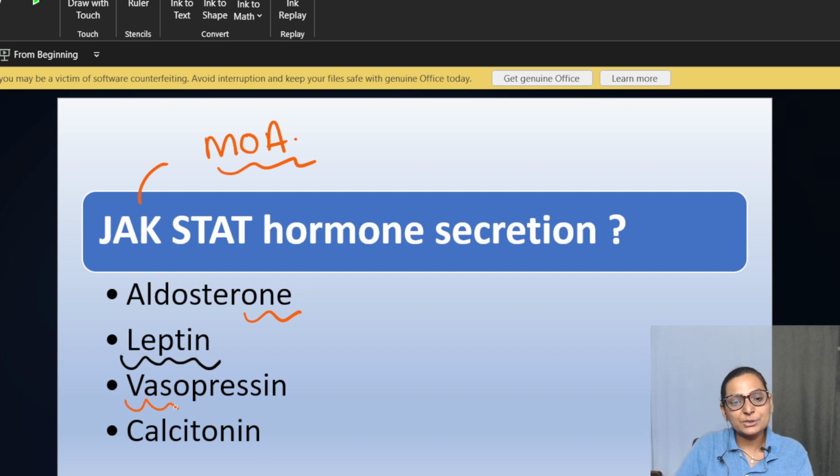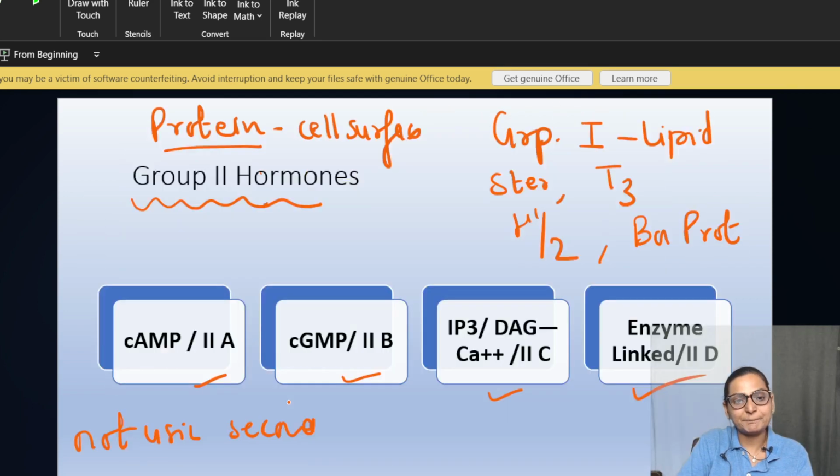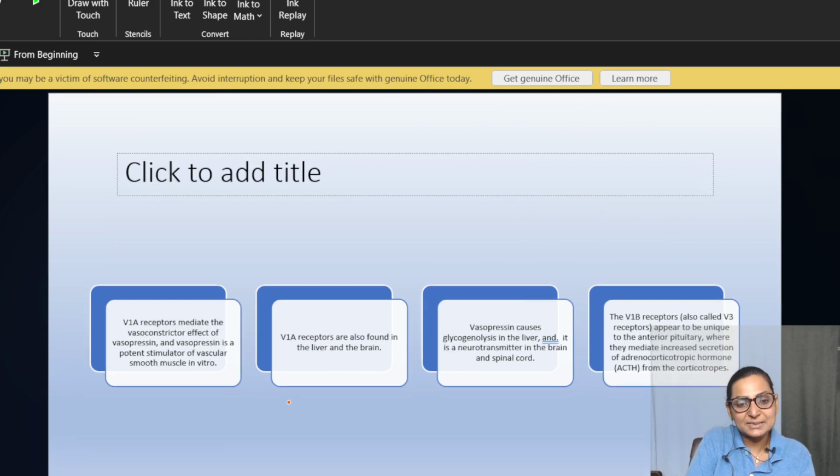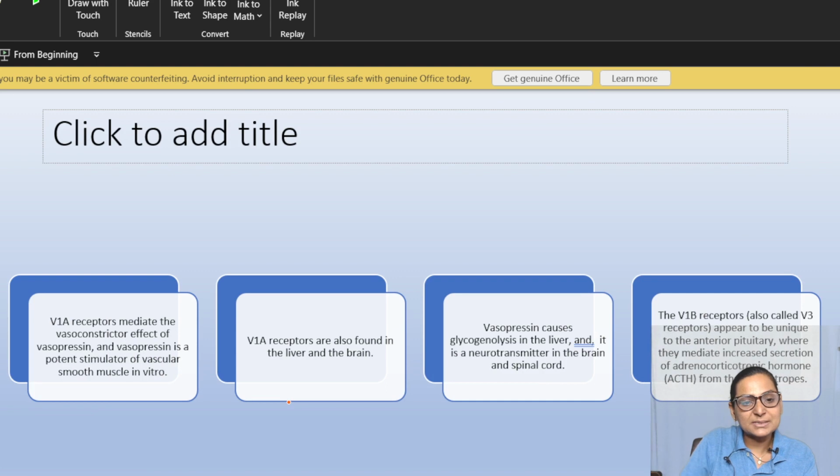Then what is used by vasopressin? Vasopressin has different receptors. It has receptors, one of which is V1A. This V1A mediates the vasoconstrictor effect.